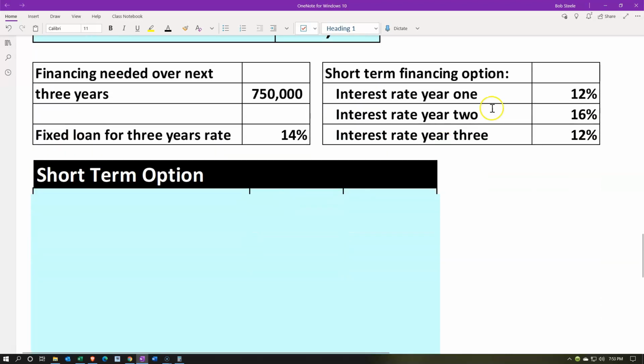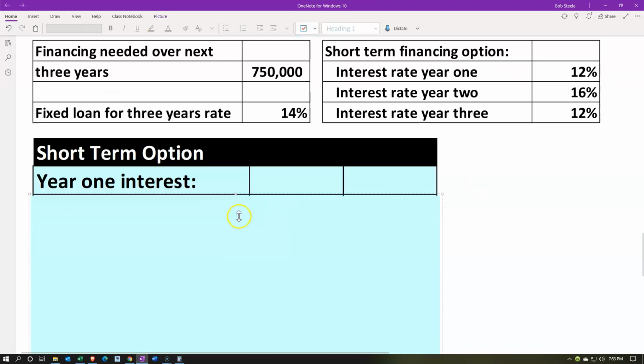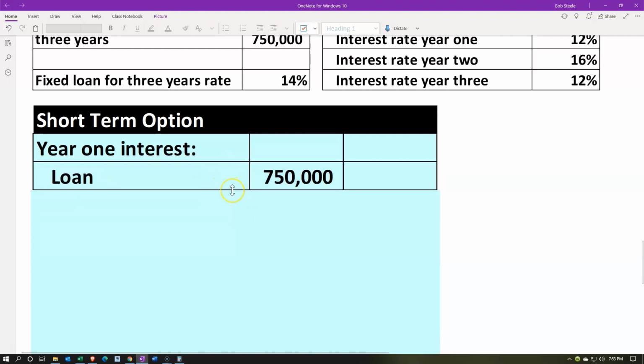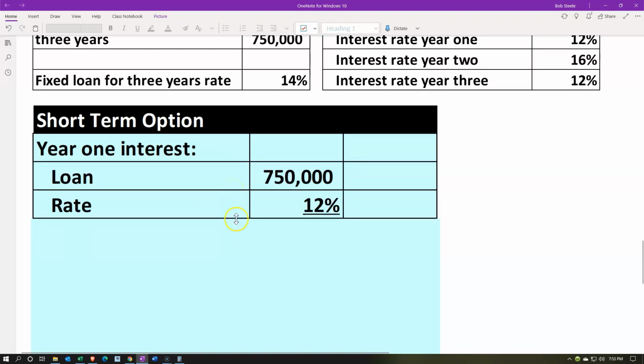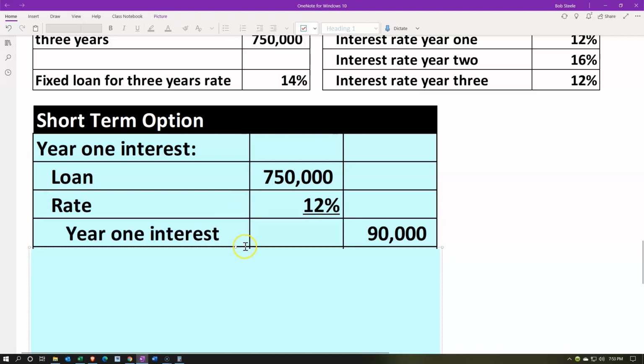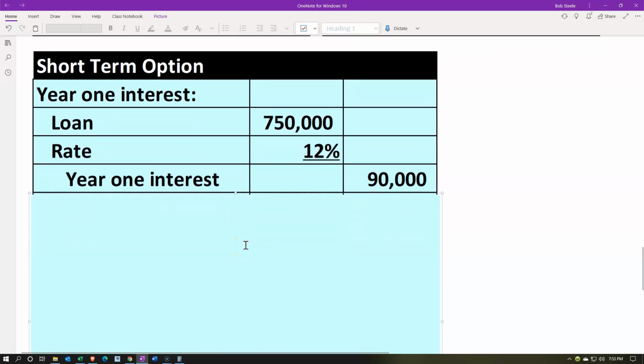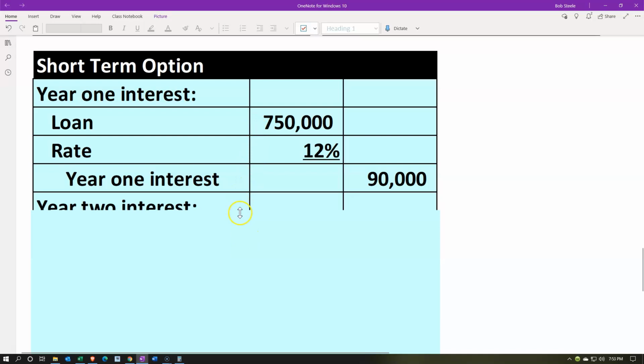If we then did the second option, breaking out year 1, 2, and 3 in this way, and again, this is a really good practice problem to be working out in Excel. Highly recommend doing that to practice your formatting with it. Year 1 interest would then be the loan amount, the $750,000. The rate for the first year is going to be 12%. That's the yearly rate. That means we would be paying in year 1 $90,000 interest. That's only the interest. We're not paying back the $750,000 principal. That's just the rent on the purchasing power of the money.